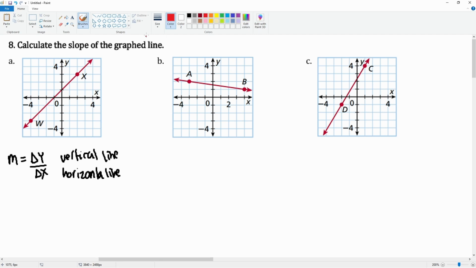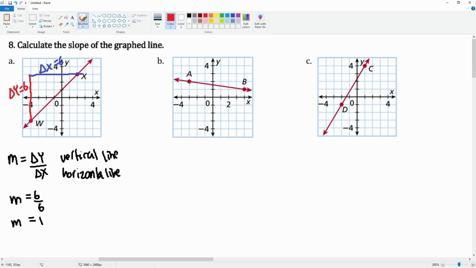All right, let's do some counting here. So -1, -2, -3, -4. Let's see how much you went up: 1, 2, 3, 4, 5, 6. So delta y here is 6. And let's see what your delta x is: 1, 2, 3, 4, 5, 6. Delta x is 6 as well. So we can say that m is equal to 6 over 6, which simplifies to just 1. That is the slope of this equation.